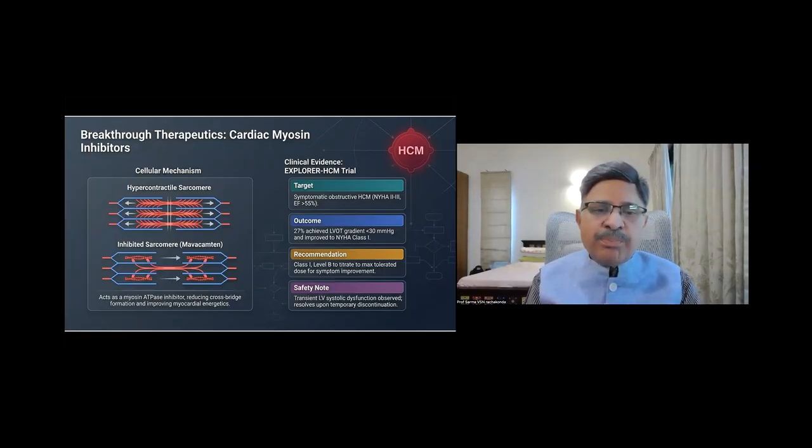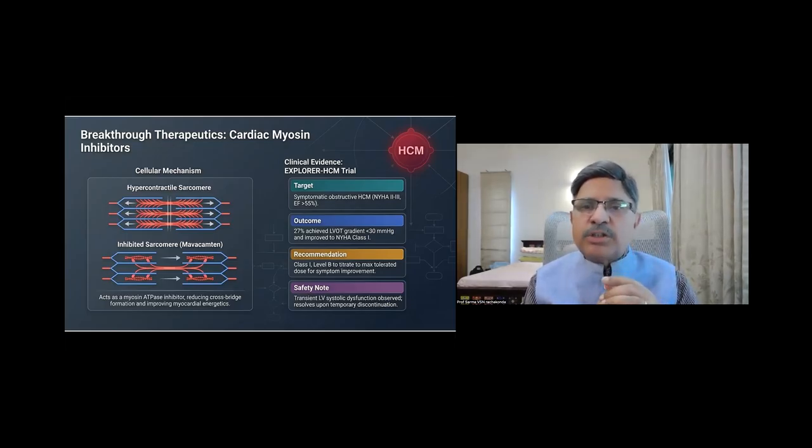This is important in myocardial energetics, myocardial energy dissipation, energy distribution. A breakthrough treatment, myosin inhibitor, also called mavacamten. Clinical evidence, EXPLORER trial. EXPLORER-HCM trial: symptomatic obstructive HCM, NYHA class 2 to 3, ejection fraction more than 55. Who are the candidates?